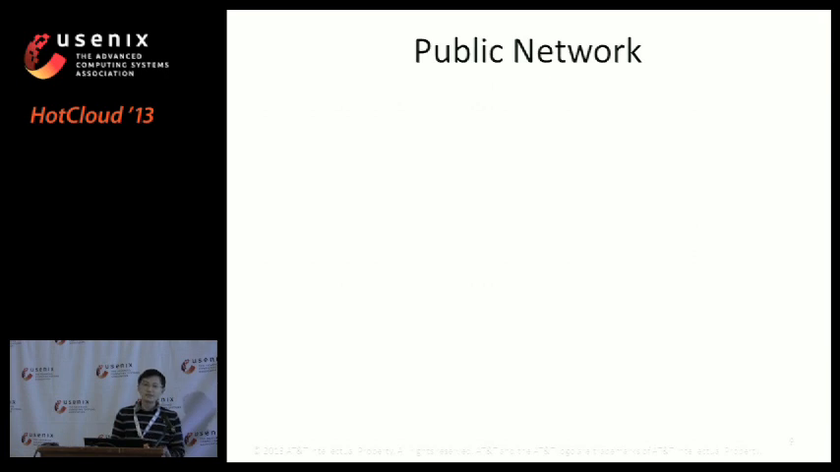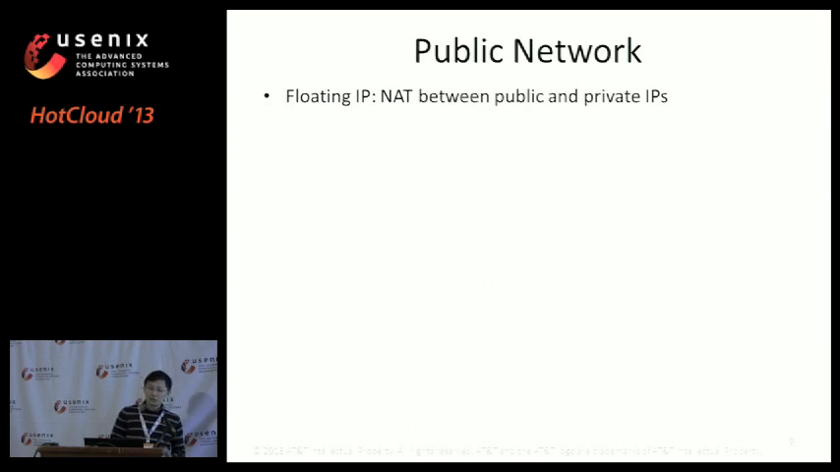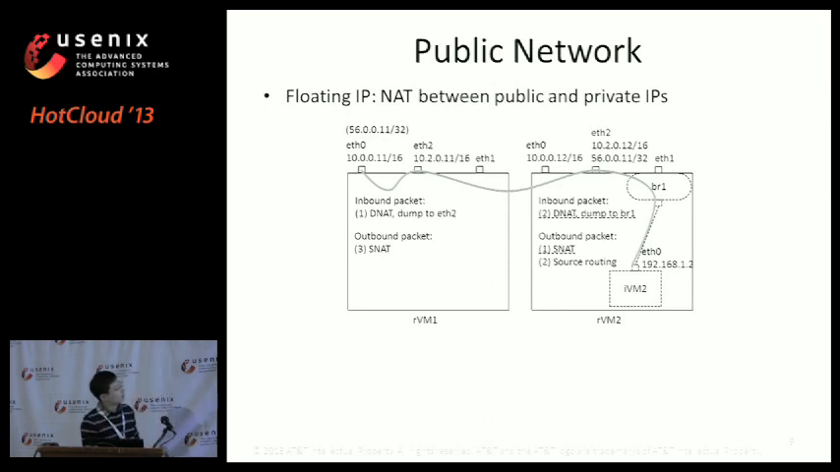Next is the public network design. Actually, providing public internet access to IVMs is quite challenging, given that OpenStack uses a technique called floating IP. Basically, it conducts network address translation between public IPs and private IPs on VMs. So this figure looks a bit complicated, and I'm going to omit the details. But the basic idea is that it shows we have two RVMs, RVM1 and RVM2 on the right, and RVM1 has a public IP 56.0.0.11.